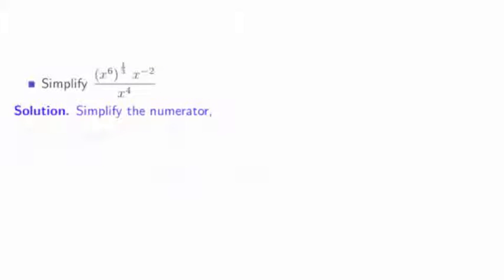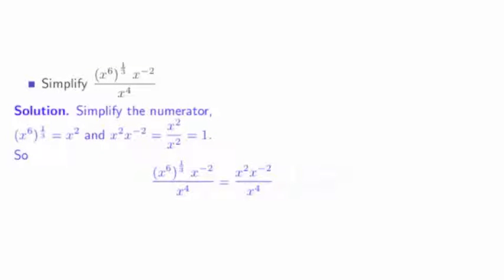Let's simplify this expression. We'll begin by simplifying the numerator. X to the 6th to the 1/3 is, by our rules of exponents, the same as x squared. And x squared on top times x to the minus 2 on top is x squared divided by x squared, which is the same as 1. So the numerator now simplifies to 1, and so we have 1 over x to the 4th, or x to the minus 4. So we've simplified this problem.